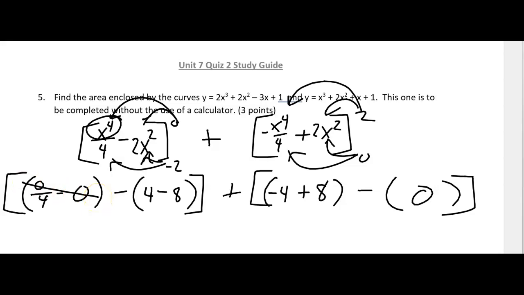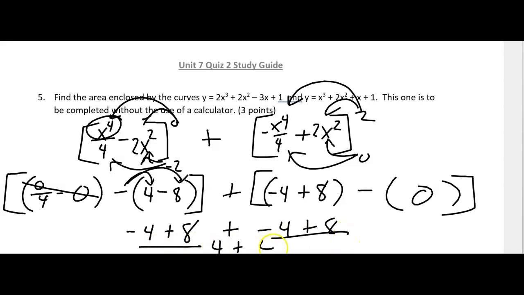That's all just 0. Let's distribute our negative here. And then we're ready to go ahead and put all this stuff together. So we have negative 4 and 8. That makes positive 4. Negative 4 and 8 makes positive 4. And that all adds up to 8. So there's our final answer. There's your last point. Okay, and that's that.